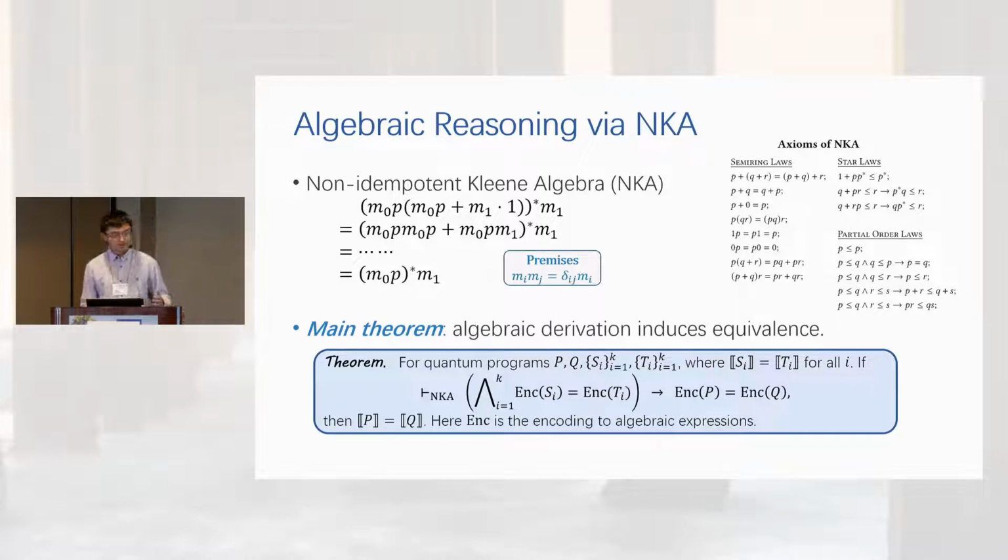The main theorem of this work is to show the soundness of this approach. Basically, it is saying that if you can derive the Hoare formula under the axioms of NKA, where the Hoare formula encodes the quantum programs' equivalence, then actually you will get the equivalence of the denotational semantics of the two quantum programs.